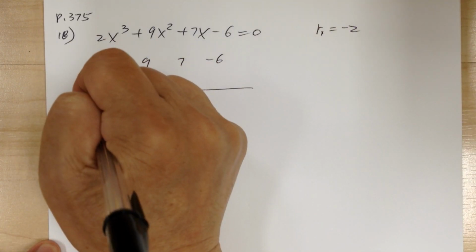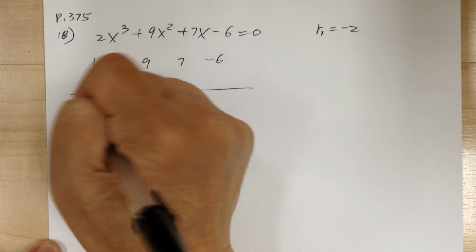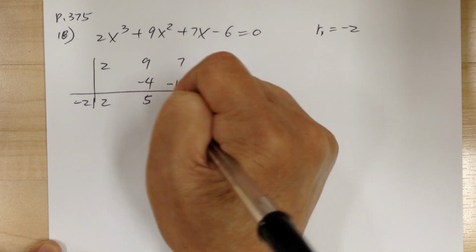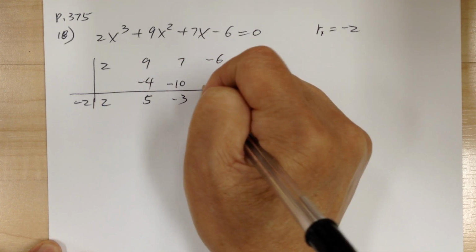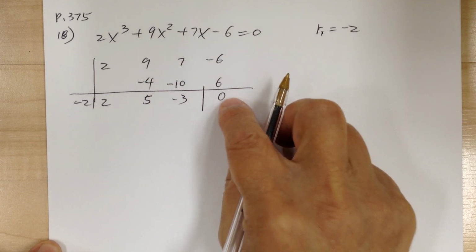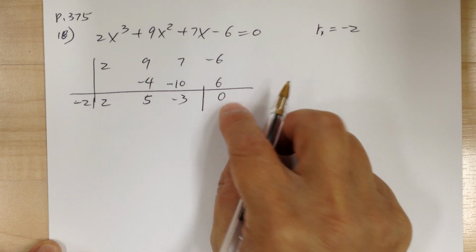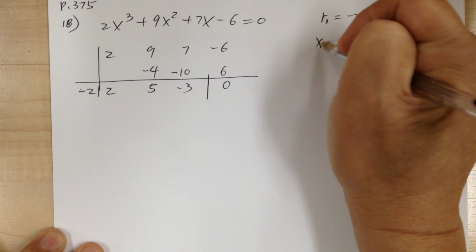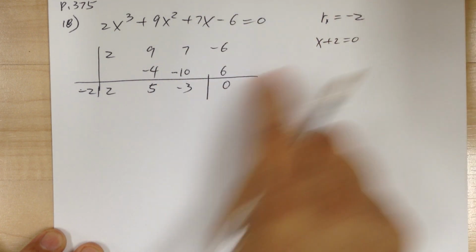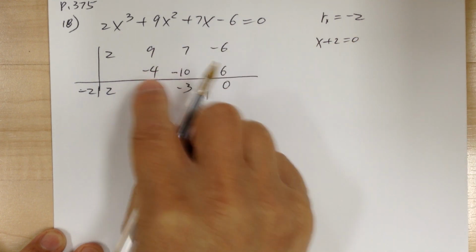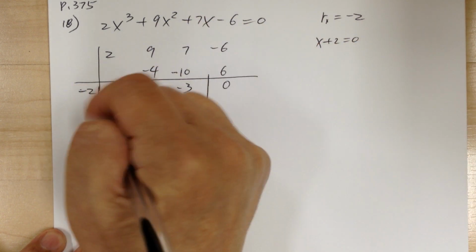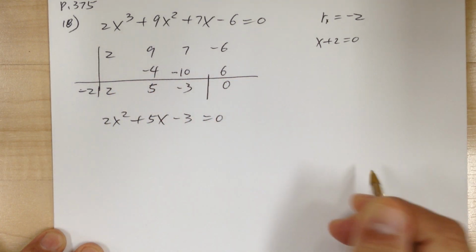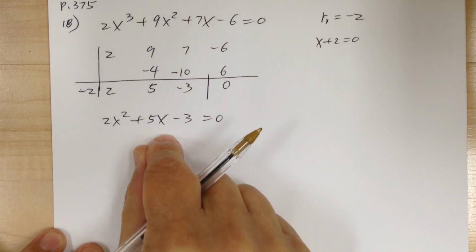And so you can divide. You drop, multiply, add, multiply, add, multiply, add. Again, because this is a root, when you divide, the remainder should equal 0. It has to. This came from x + 2 equal to 0, so this is one of the roots. Once you divide, you end up with 2x^2 + 5x - 3 equal to 0. So use synthetic division to lower your equation.